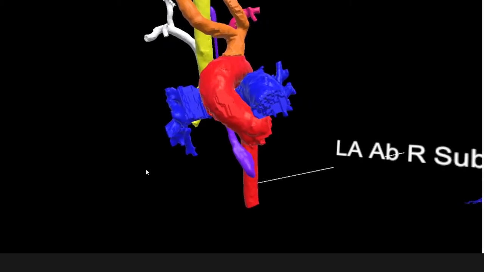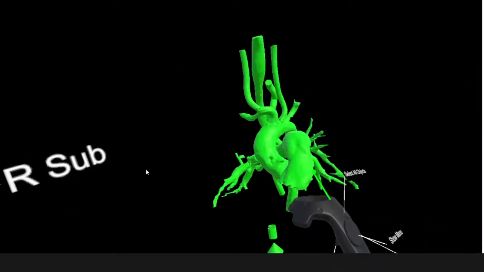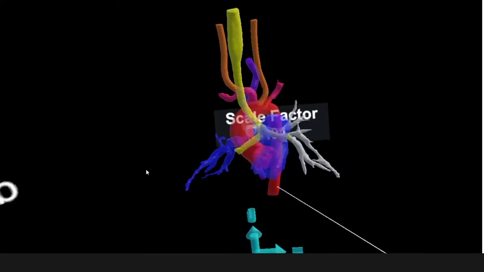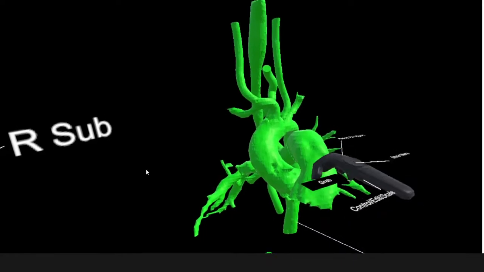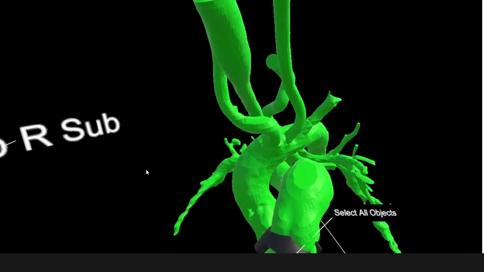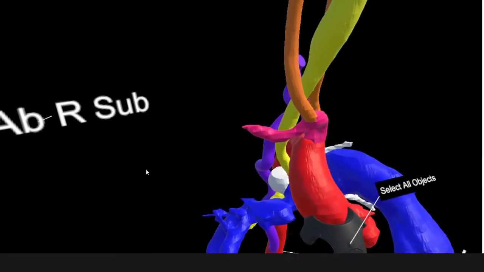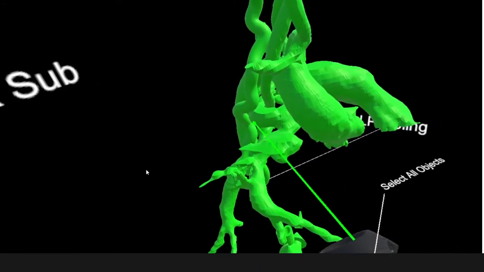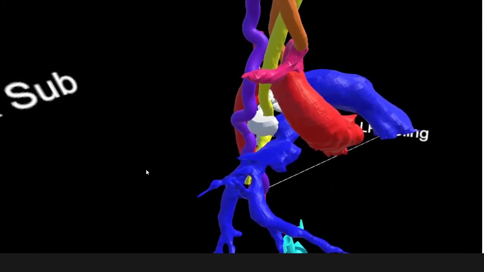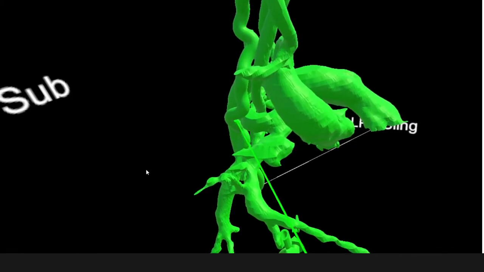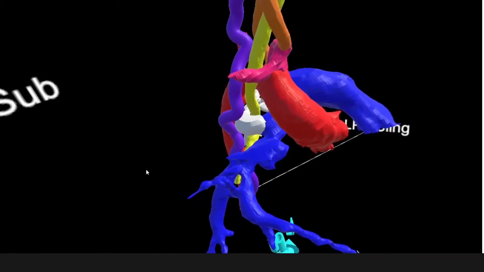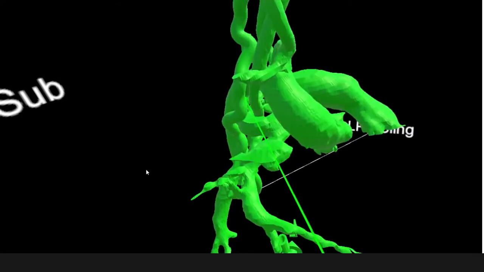Next, let's discuss the LPA sling. This lesion arises when the left pulmonary artery takes off from the right pulmonary artery, coursing in between the trachea and the esophagus to reach the left lung. Looking at the patient dataset from a right posterolateral view, you can see that the LPA courses in between the trachea and the esophagus, leading to significant tracheal compression.